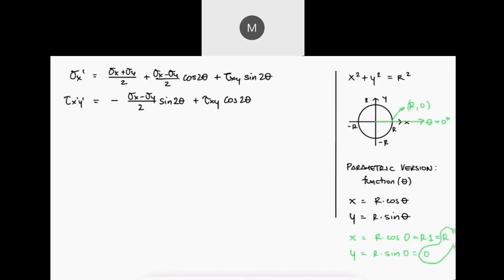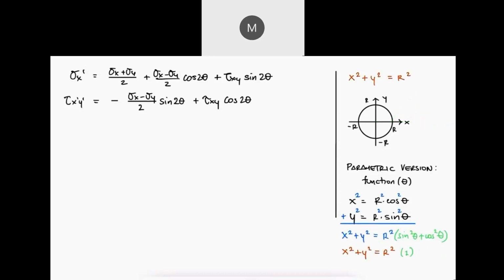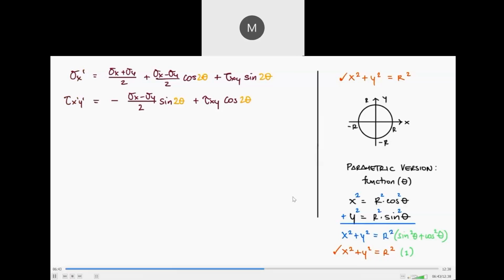To go from these parametric equations to the equation of a circle we know in Cartesian coordinates, we square both sides and add them together. This can always be done as long as the axes, in this case x and y, are perpendicular between each other. This is true for the two expressions derived, since sigma x prime is perpendicular to tau x prime y prime. And notice that the parameter in this case is 2 theta, not just theta. To go from parametric to Cartesian, we square these expressions and add them together.